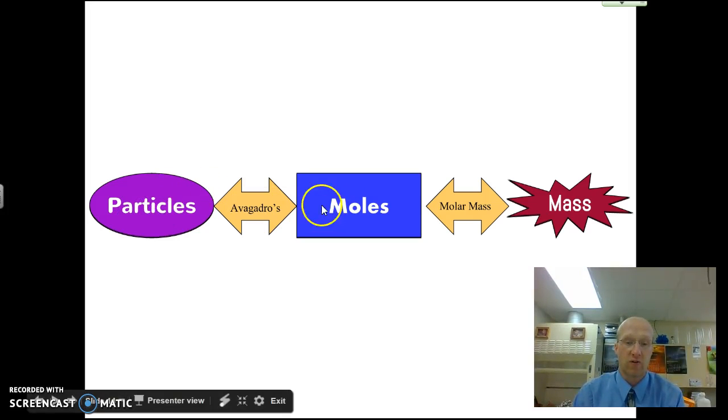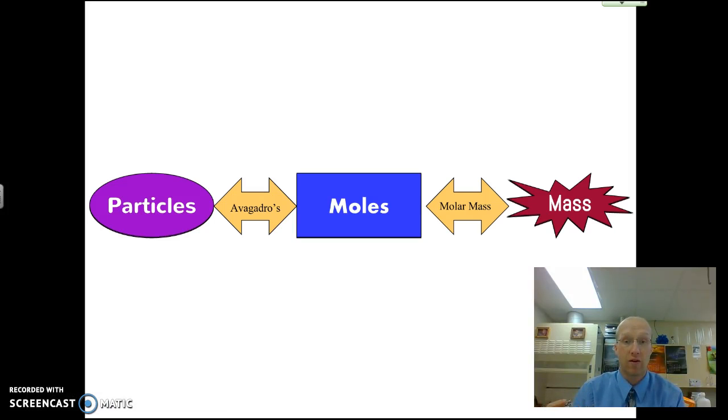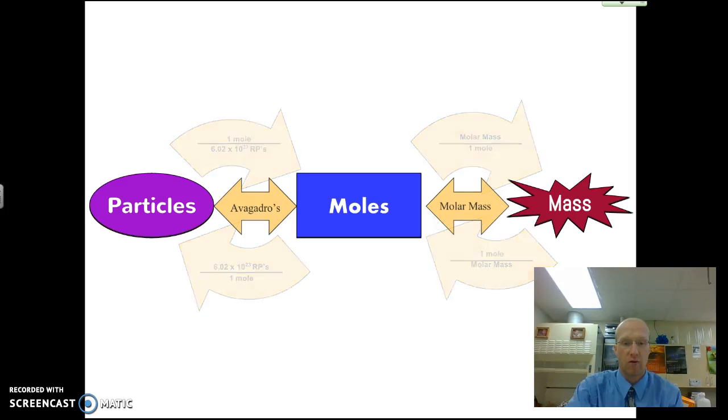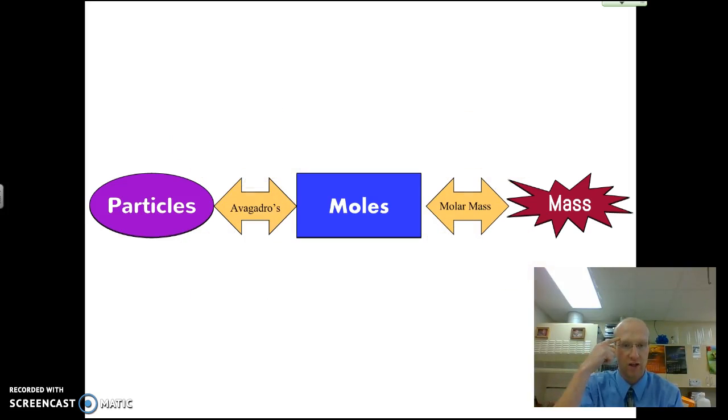We use Avogadro's number to change particles into moles and moles into particles, and we use molar masses to change masses into moles and moles into mass. The way that fraction looks is based on which direction you're going. What I would remind you is to keep the units on all of the numbers and let the units guide you to put them in the correct place in the numerator or the denominator of a particular fraction. Actually, I don't necessarily like showing it like this.